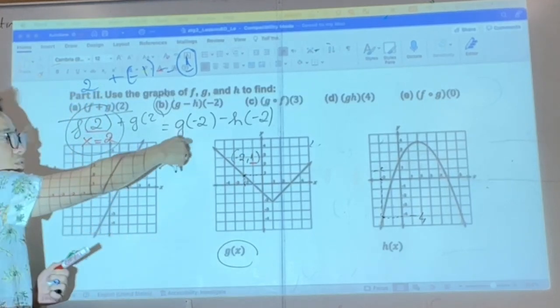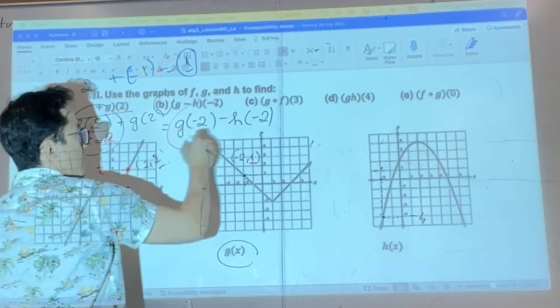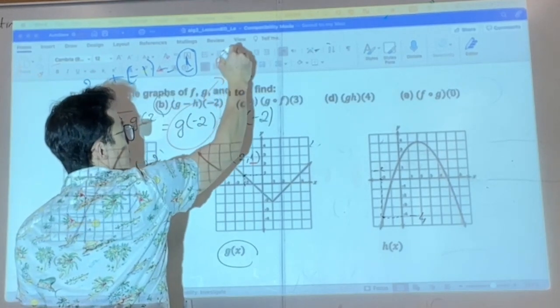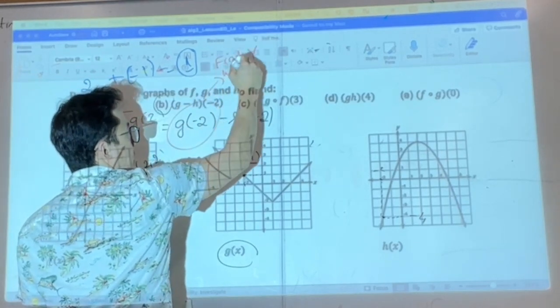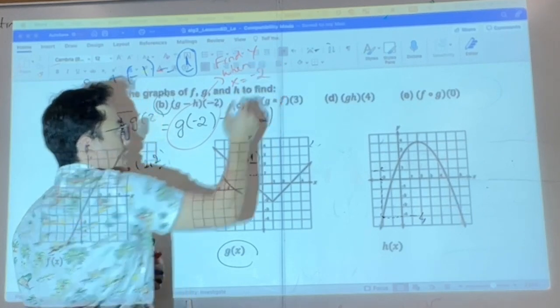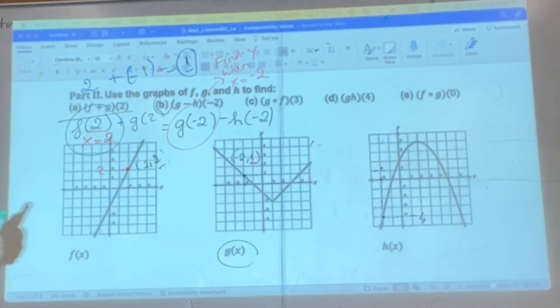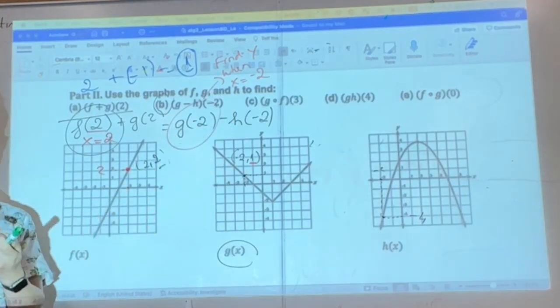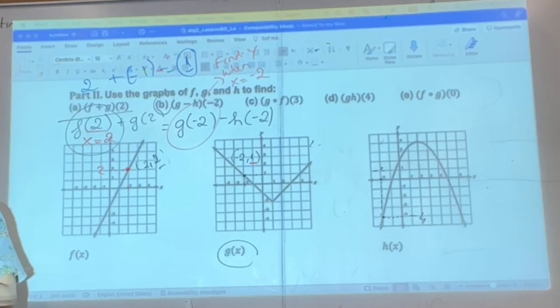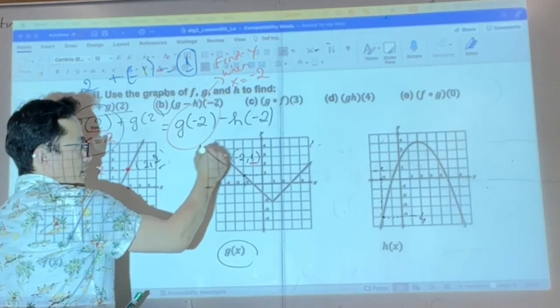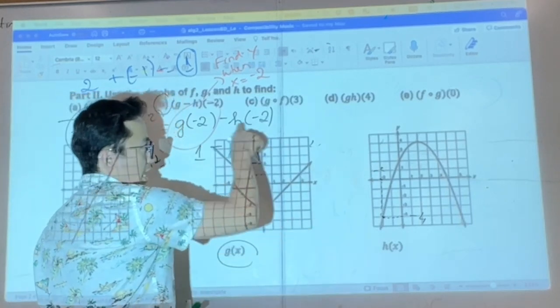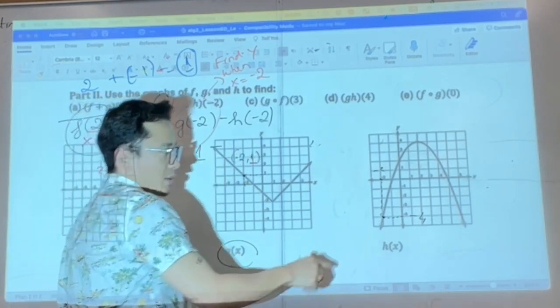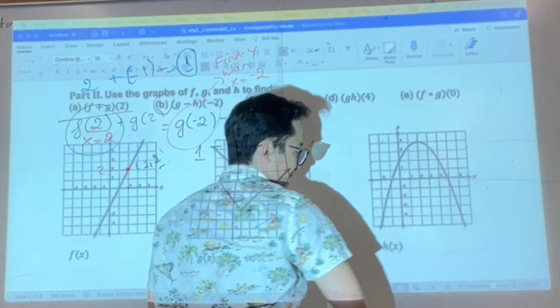Like this means you find the y. So this means find y when x equal to -2. That's what this means. You're gonna find y when x equal to -2. Does it make better sense now? Yeah? Okay. So now this is 1. Minus h of -2. Can you do it for me?